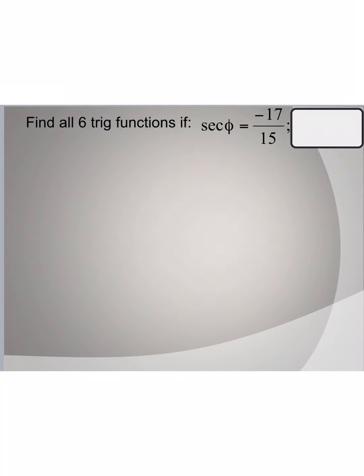All right, we're going to go ahead and find all 6 trig functions. We are given the fact that the secant of our angle is negative 17 over 15. So to begin with, I'm going to go ahead and draw a triangle. Put my angle down here at the bottom as my reference. The secant is going to be the hypotenuse over the adjacent, so I'm going to put a 17 and a 15. And then I do have a negative sign, and we know that our hypotenuse cannot be negative, so I'm going to make this a negative 15.